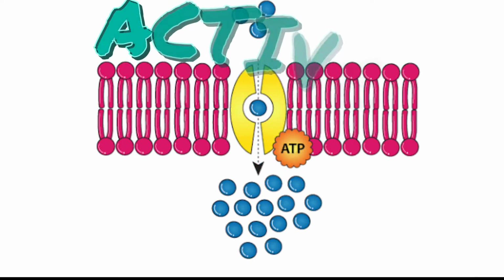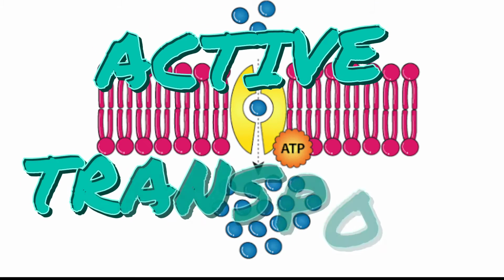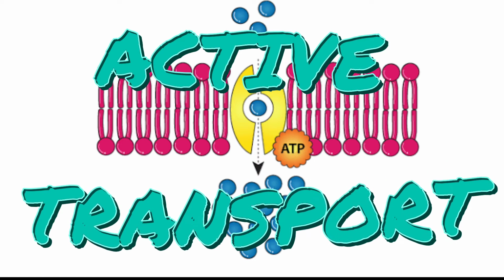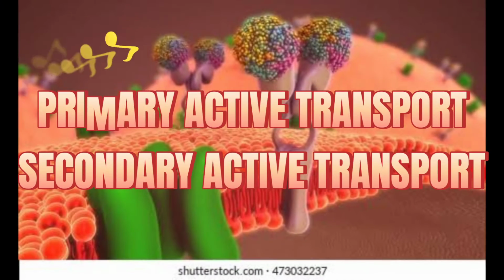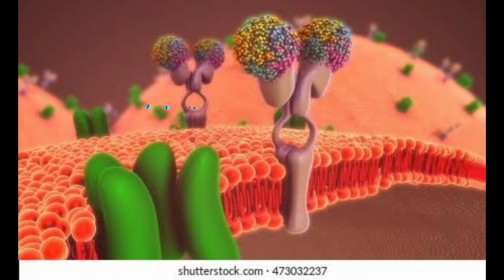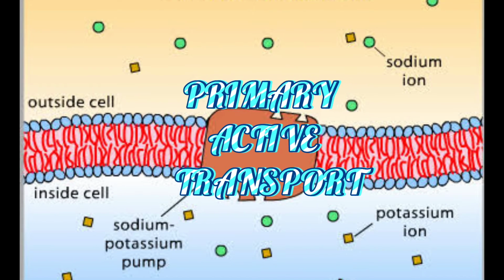In contrast to passive transport, active transport involves a substance being moved through membranes in a direction against its concentration or electrochemical gradient. There are two types of active transport: primary active transport and secondary active transport. But let's focus on primary active transport.